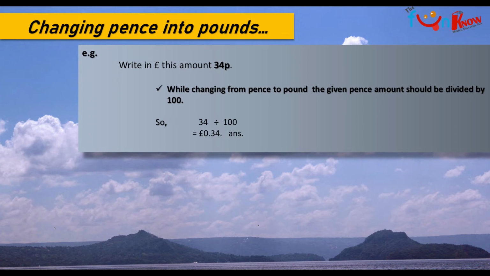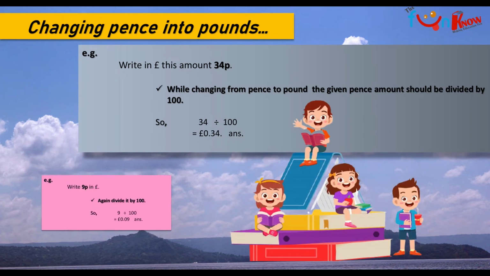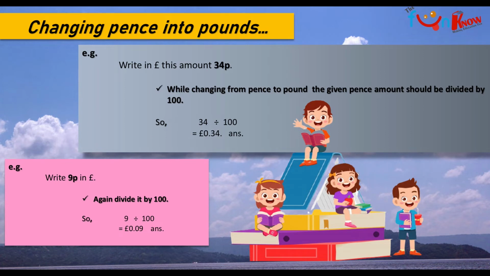Write 9 pence in pounds. Again, we divide 9 by 100. We get £0.09 as the answer.